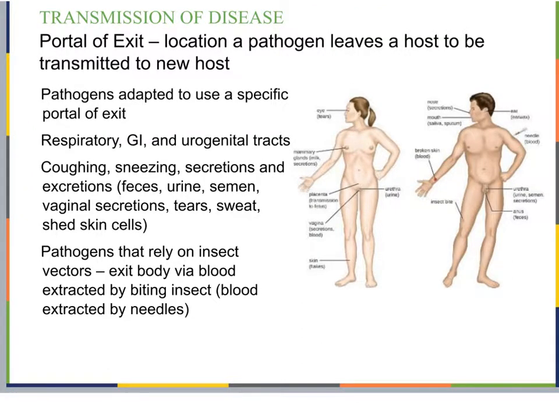So then our last one is our transmission of the disease. And so this is related to our portal of exit. So we had our portal of entry, which is how it got in, and we have our portals of exit. This is the location a pathogen leaves the host to be transmitted to the new host. And our pathogens are adapted to use specific portals of exit, just like they are adapted to use specific portals of entry. And we see a lot of the same places, like respiratory, for example, right?